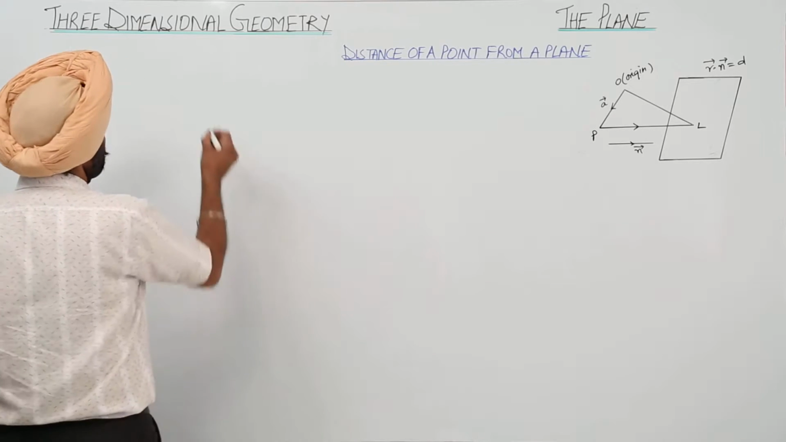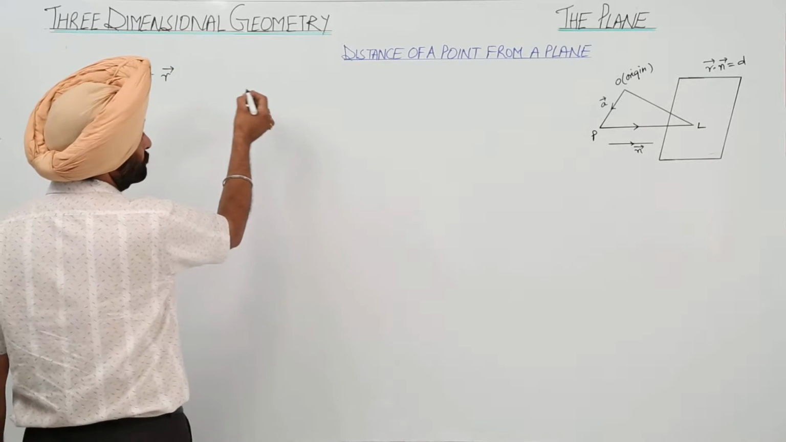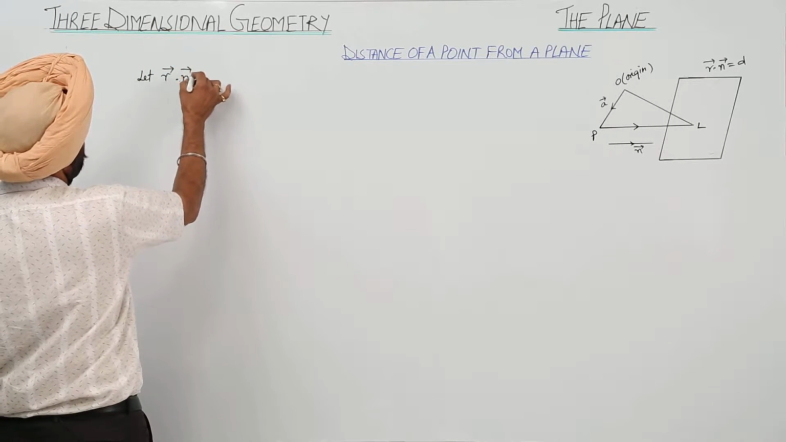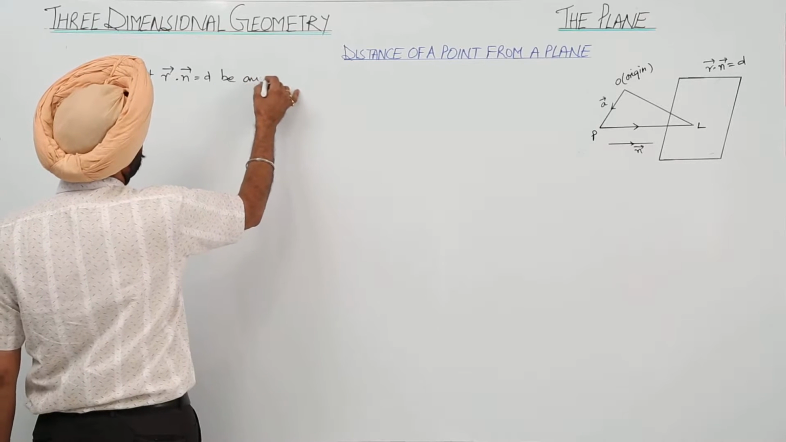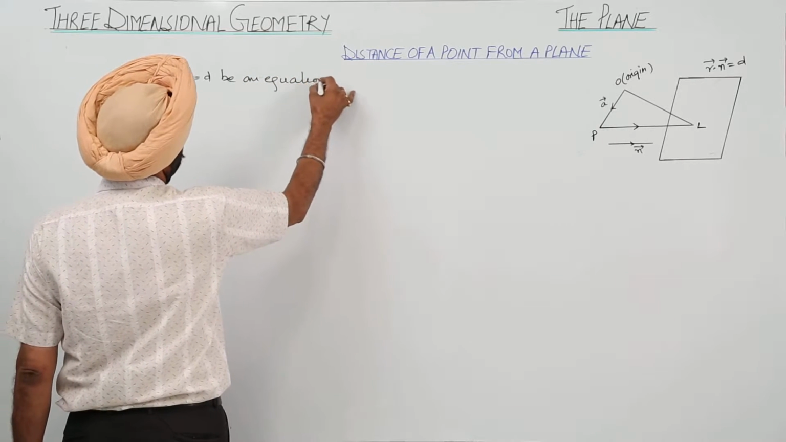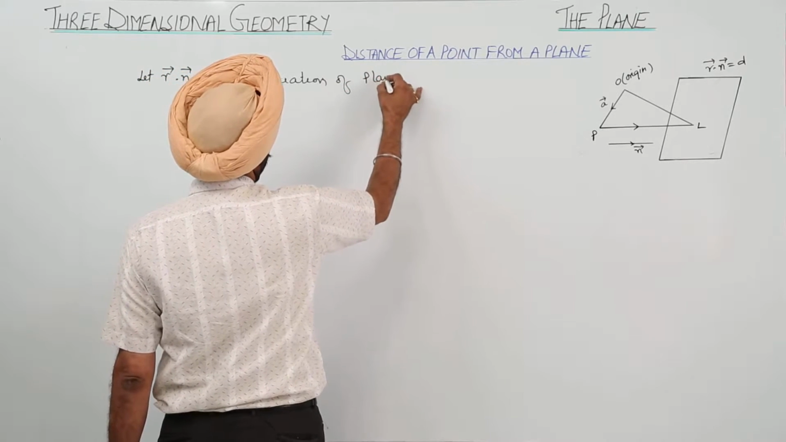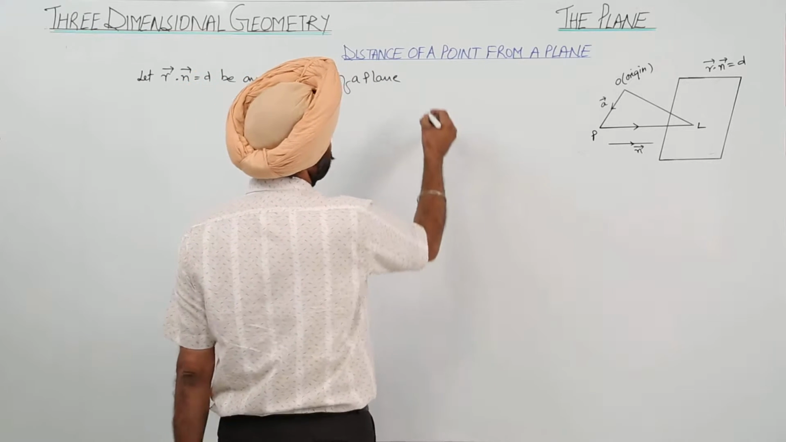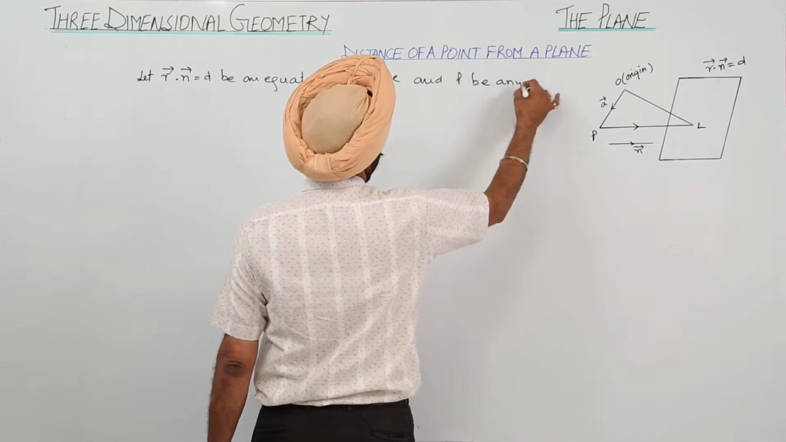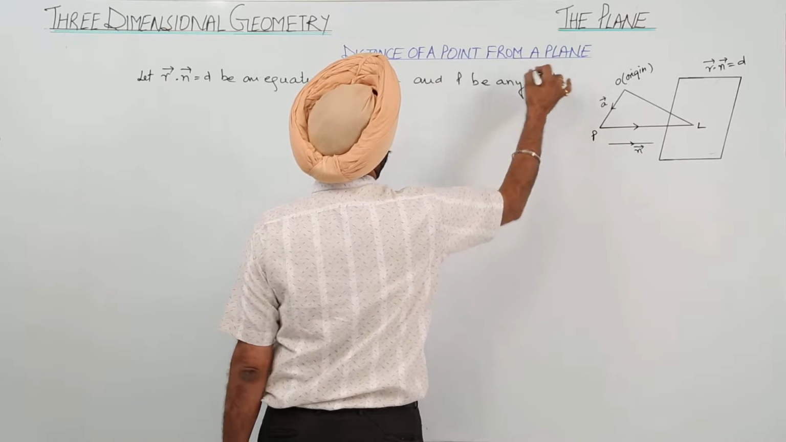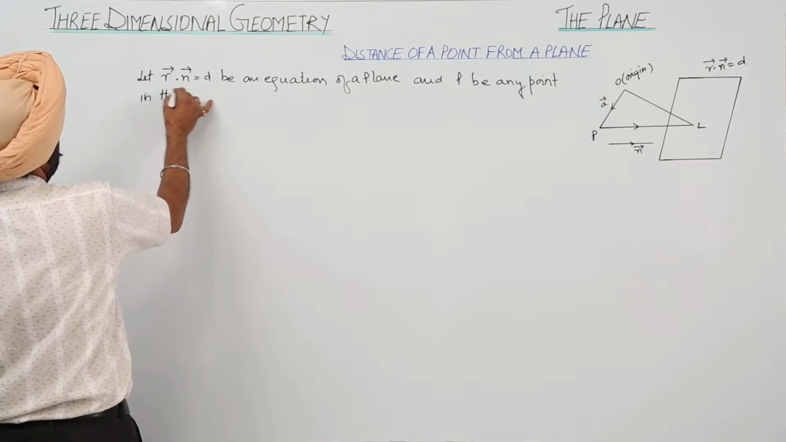Now, let vector r dot vector n is equal to d be an equation of a plane and P be any point in a space, anywhere, P be any point in the space.